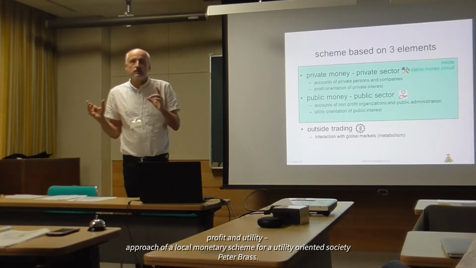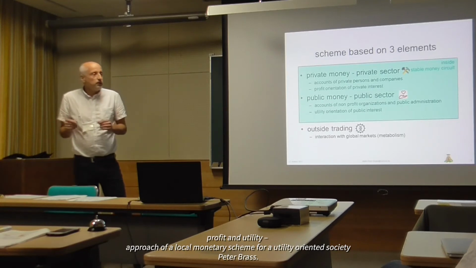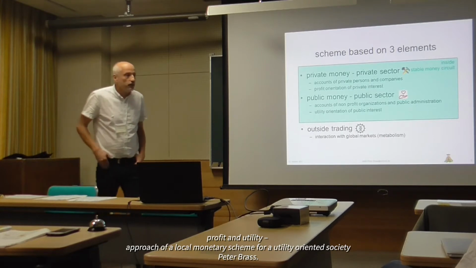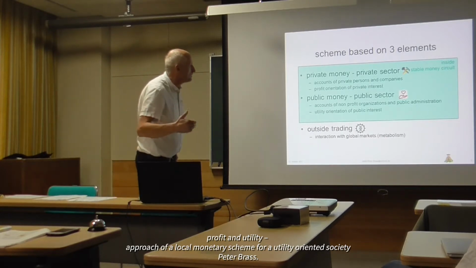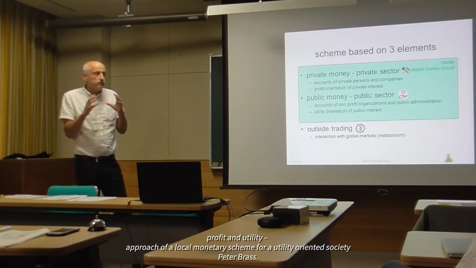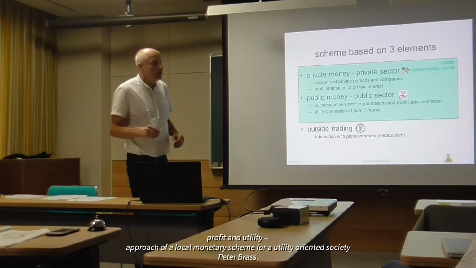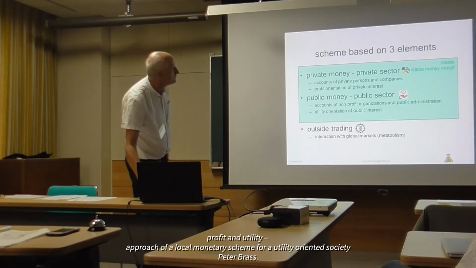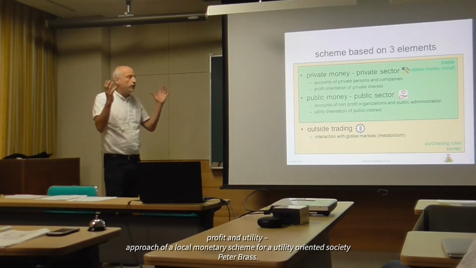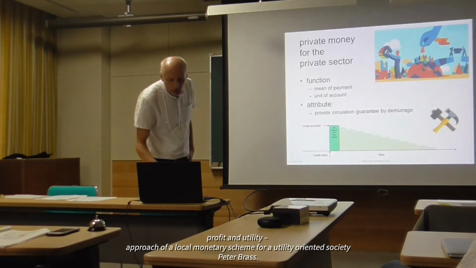But the system has to interact with the outside, which means we have exchange of goods and services. So we also have to make outside trading rules. It's a kind of metabolism, like in biological cells, Stoffwechsel. So for this we need purchasing rules, and this outside trading is the border or the custom.